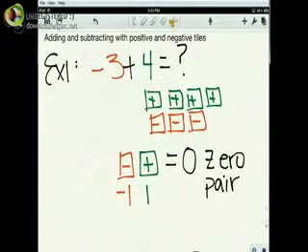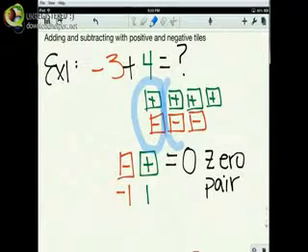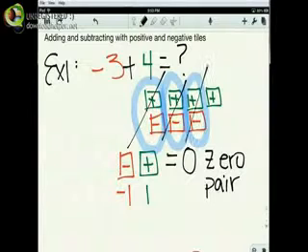I move them there so that I have positives and negatives creating zero pairs. So now I have one zero pair, another zero pair, and a third zero pair. Now, since I made 3 zero pairs, these are all basically going to get canceled out, because remember what I mentioned at the beginning, zero pairs are equal to 0. So I was able to cancel those out. They're not there anymore. And what I am left with is my answer.